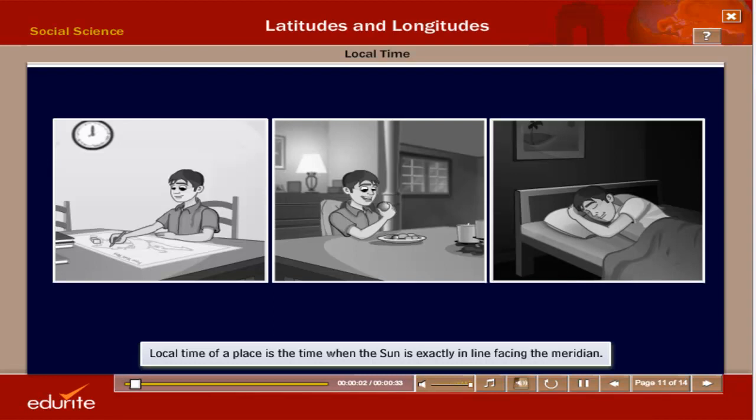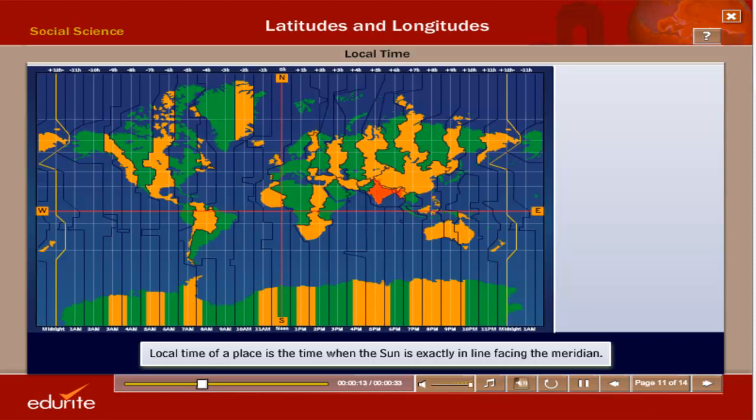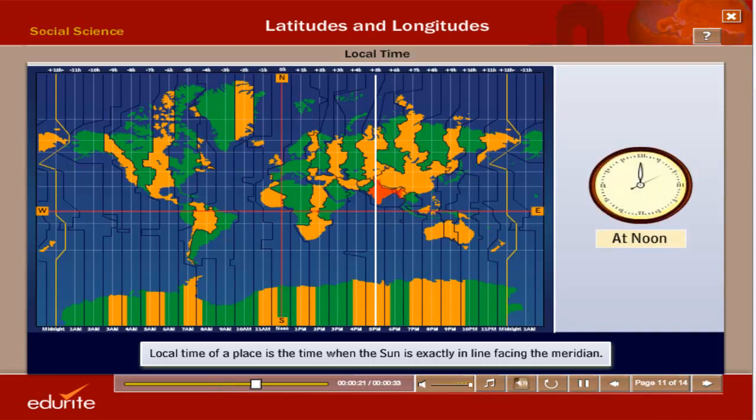Local time. Local time is what we use to regulate our lives locally: our work times, meals, and sleep times. Local time of a place is the time when the sun is exactly in line facing the meridian. Thus, the time calculated by the position of the sun at noon is called the local mean time. All places on the same meridian will have the same time irrespective of their distances.